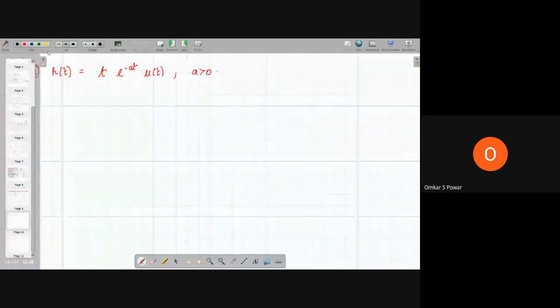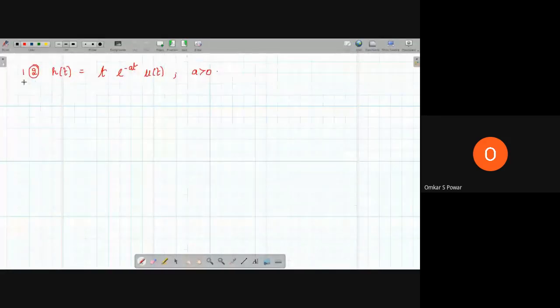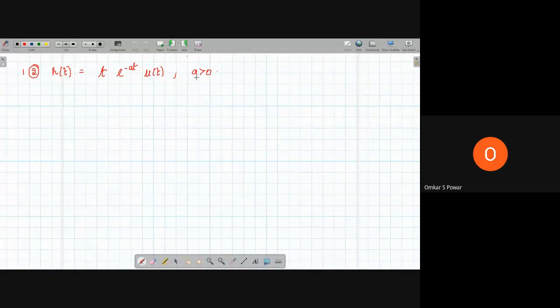So what have we got here? They have given h(t) = t e^(-at) u(t), a greater than or equal to 0. So let me write the mathematical expression for this. h(t) = t e^(-at) for t greater than or equal to 0, otherwise it is equal to 0. This is not required actually. I have written it. Now what is our expression for step response which we have derived?